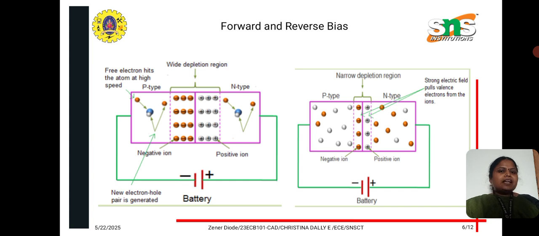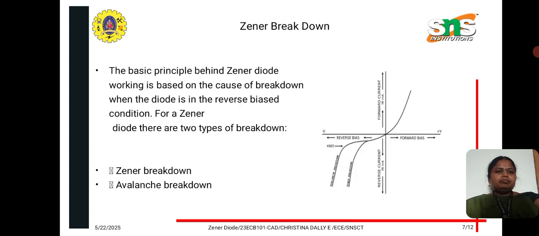Suppose the P type is connected to the positive and the N type is connected to the negative. Here we get a narrow depletion region, and the strong electric field pulls the valence electrons from the ions. So this is the Zener breakdown. The basic principle behind the Zener diode working is that we have two types of breakdown: one is the Zener breakdown and the other is the avalanche breakdown.